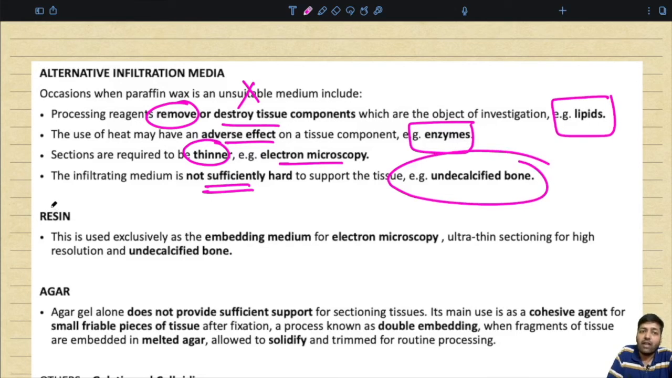So basically what are these agents? We have resin. It is used exclusively as an embedding medium for electron microscopy, where ultra-thin sectioning is needed for high resolution, as well as for undecalcified bone.